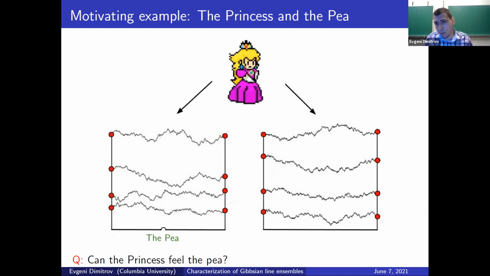By simply sitting on the two beds, she can determine everything there is to know about the laws of these two curves. And then the question is, based on the information that is encoded in this top curve, can the princess distinguish between these two beds? That is, can the princess feel the pea? And the answer is yes. And in fact, she can determine much more than this. By simply observing the top curve of this ensemble, she can determine the entire joint law of all the curves together with the base. So in particular, she can say whether there is or there isn't a pea.